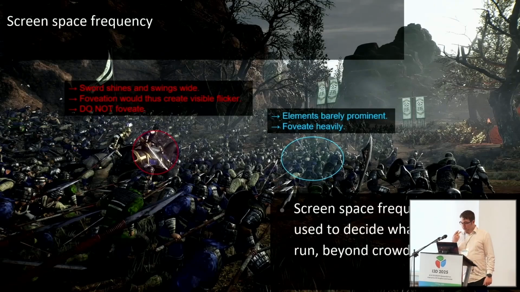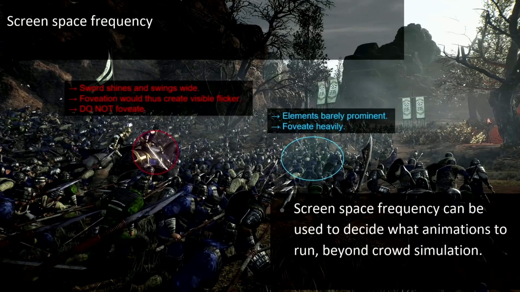Finally, we believe that screen space frequency can also be used as a driver for foveation. If you look at the scene here, for example, the warrior on the horse has a very shiny sword. If this person were to be foveated, even if the user is looking away from them, if the warrior were to swing the sword high while foveated, that will cause a lot of flicker, and therefore would very likely be seen by the user. However, with very grouped up agents, as we were saying before, due to the crowding effect, we can still use foveation, and we can use it heavily.